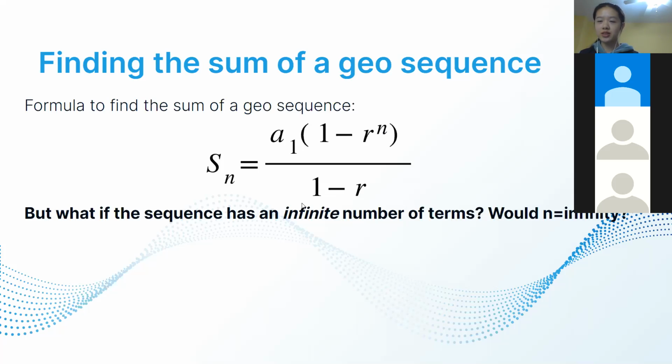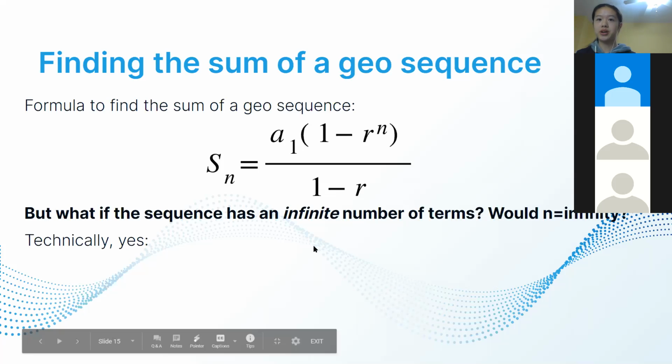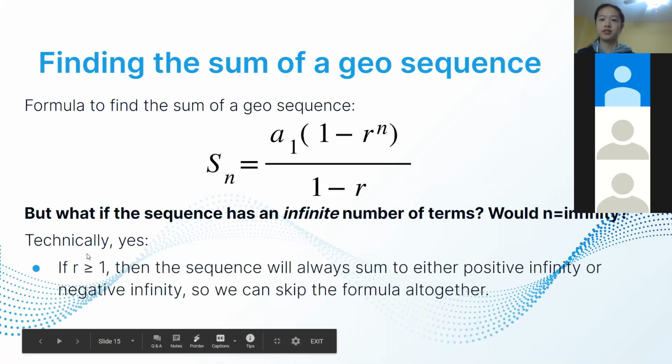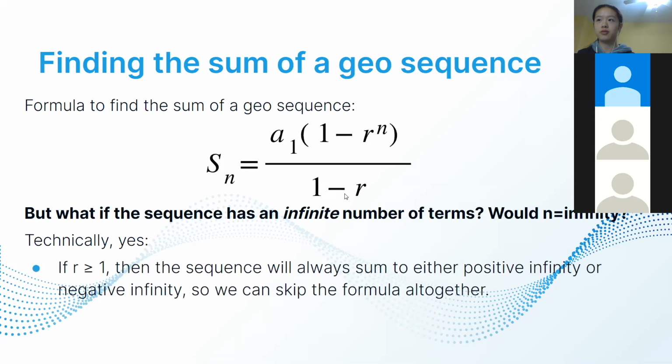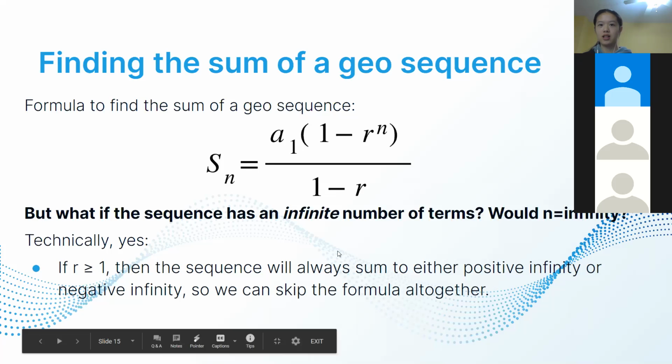Well, here's the thing. Technically, yes, n would be infinity if there were an infinite number of terms in a sequence. But if r is greater than or equal to 1, we know that the sequence will either sum to positive infinity or negative infinity. So you could just skip this formula and not use it at all. You can just sort of tell.